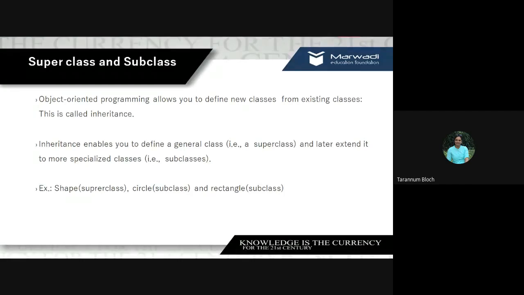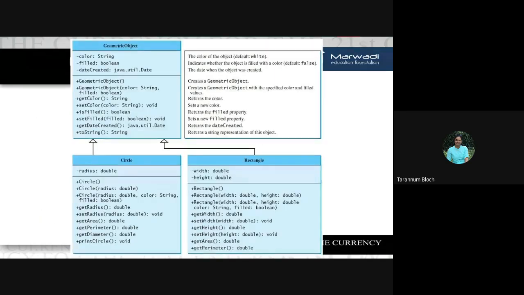Inheritance enables you to define a general class, that is superclass, and later extend it with a more specialized class, which we call subclass. For example, shape is the superclass, and shape could be circle or rectangle, anything, right? So this is an example of inheritance. So here is the example again.